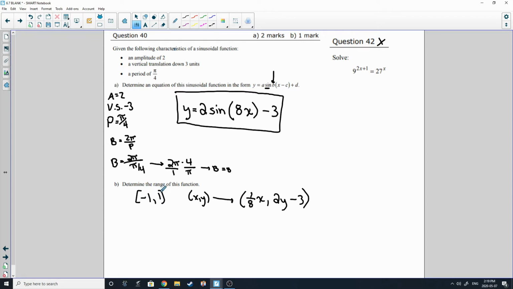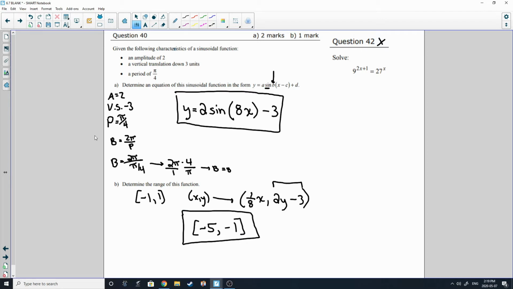Now, they only want the range. Okay, so the range is -1 to 1. The range are the y values, so this is the only transformation I'm interested in. So when I take my -1, multiply it by 2, I get -2. Subtract 3, I get -5. And when I take my 1, multiply it by 2, I get 2. Subtract 3, gives me -1. Make sure that it's smallest to biggest. Sometimes that changes, but there's the range of the new function.